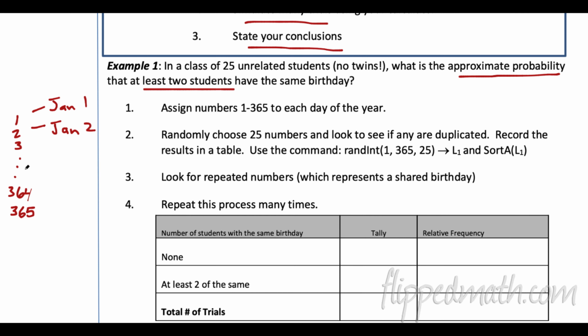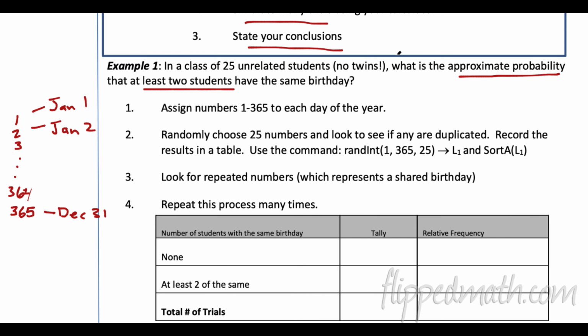It gets a little tricky in the middle because, day 100, was that in March or something? But the last day of the year would be 365. That would be December 31st. So every day in the year has a number that's assigned to it.